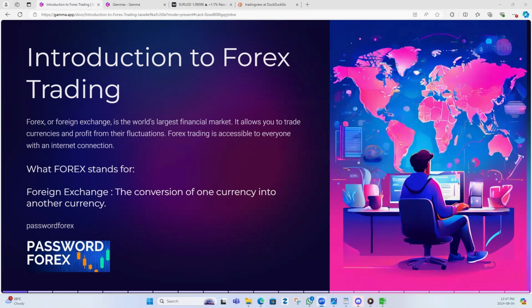Hi there. So this is basically a fundamental or basic course for a beginner. It's like an introduction about forex trading. Basically, forex is the largest financial market in the world, and it allows you to trade currencies and profit from the fluctuation of the price of one currency to another. Basically, it is foreign exchange, which for short we call Forex.